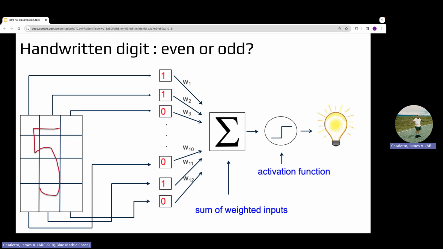We then take all those 1s and 0s, multiply by a weight, add them up, and if the sum is greater than a threshold, we fire a 1 to indicate the number is odd. If the number is less than the threshold, we fire a 0 to indicate the number is even. The single-layer perceptron learns those weights W1 to W12 in an iterative process we discuss in the next slide.